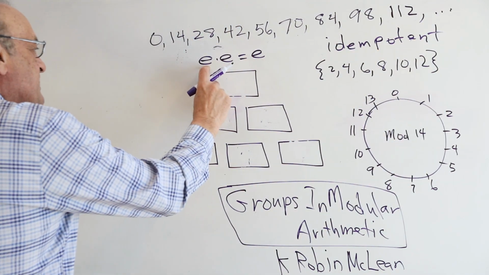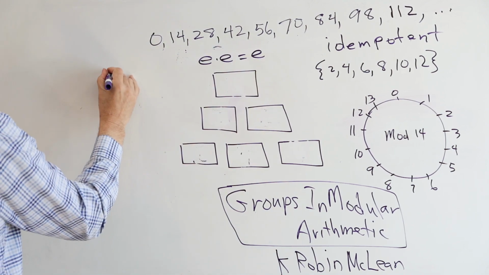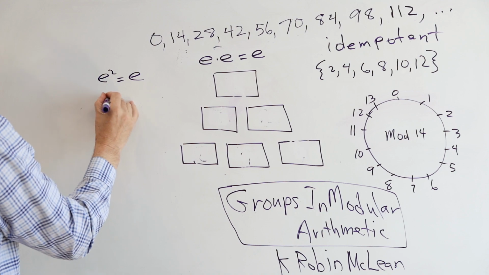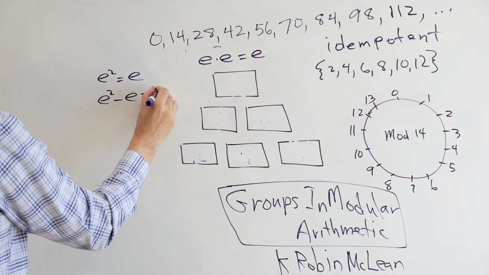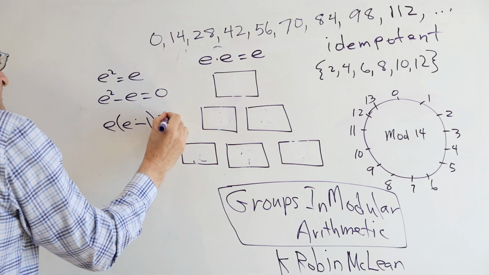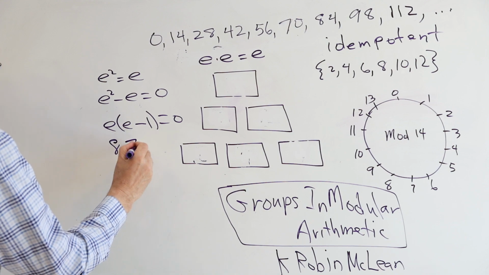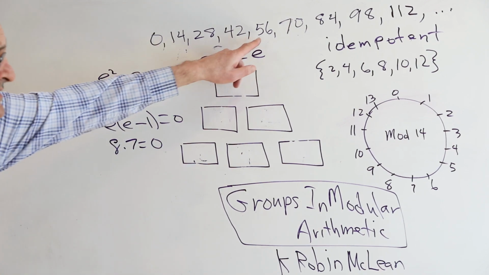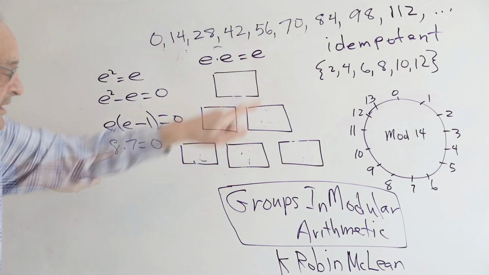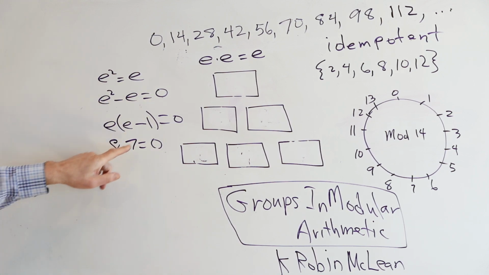We can take this E times E equals E and change that to E squared equals E, and change that to E squared minus E equals 0, and factor that as E times E minus 1 equals 0. And this time we could see that 8 would work, because this would be 8 times 7 equals 0, because 56 is a multiple of 14. 8 times 7 would give you this. It shows you that 8 might be the identity.